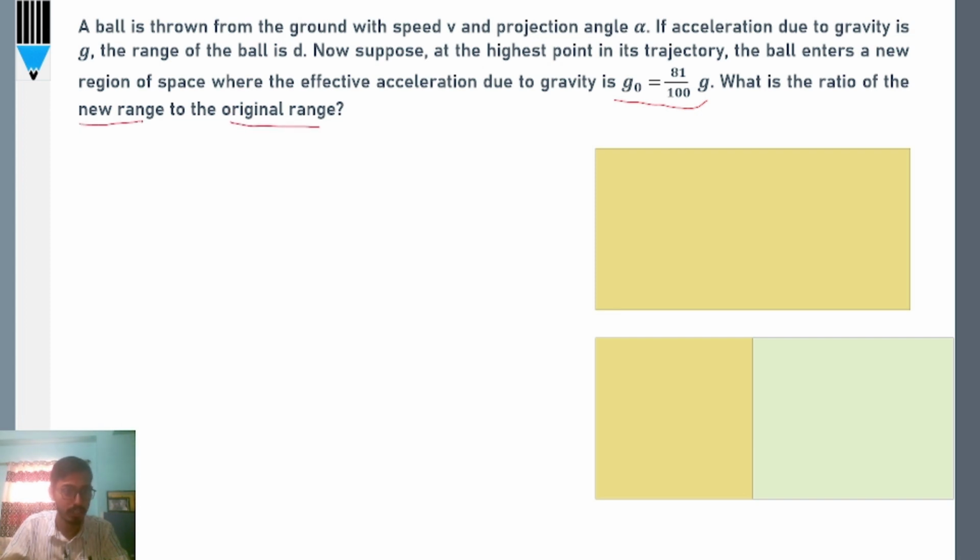So we have to find out the new range and divide it by the original range, which is given as d here. So the first situation that we have here is that a ball that is thrown at an angle of alpha with a speed v.